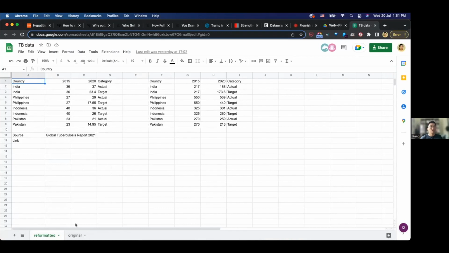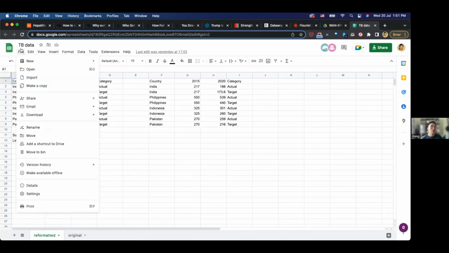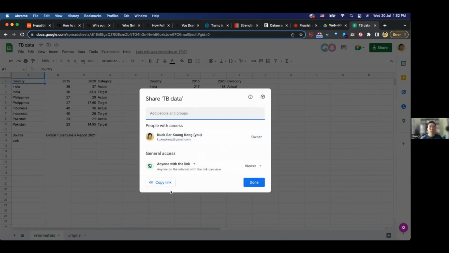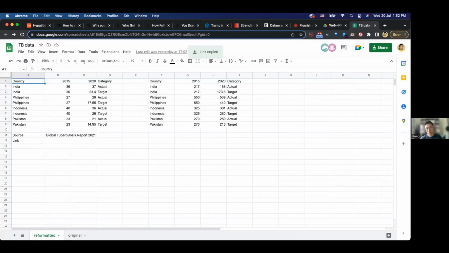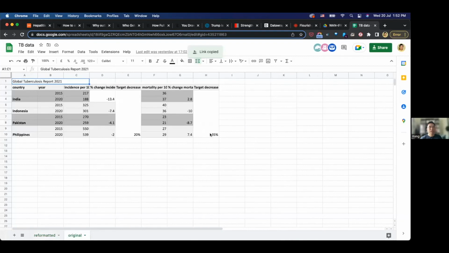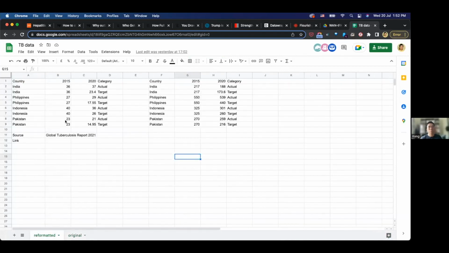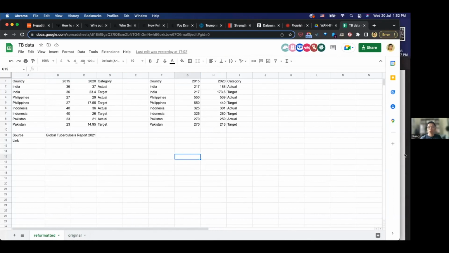I've shared this spreadsheet in the shared folder. Let me get the link again and put it in the chat box so everyone can access it, if you want to have a look at the data I got. You'll see there's the original data, which I got right from the report publisher. I reformatted it because I want to make my own chart. In the next session, I'm going to show you how I make the chart, but before that, let's take a look at the report again.